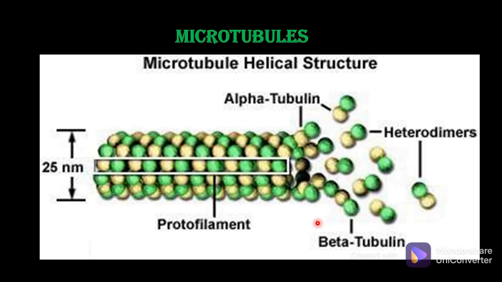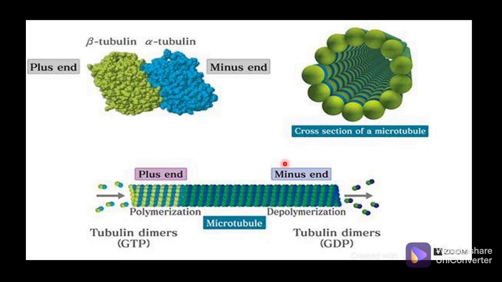Just like in case of microfilament, we had said only the G protein was making up the filament. In this case, this dimer is going to make the protofilament. In this diagram, you can see that this is the plus end, this is the minus end, this is alpha tubulin, this is beta tubulin. Now how are they added? So to the plus end, these dimers are added and polymerization takes place. Whereas at the minus end, the dimers are removed and that is called depolymerization.